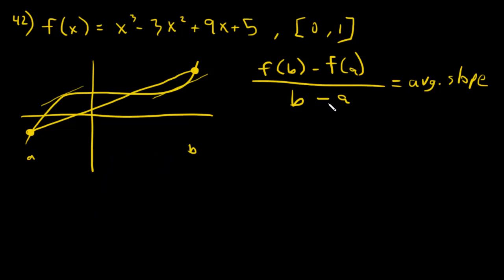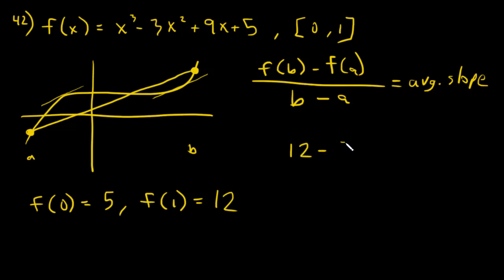Okay, so we're going to start off. Let's do some calculations. We need to get the average slope first. So let's see. F at 0 is going to give me what? 0, 0, 0 plus 5, so 5. F of 1 is going to give me what? Well, 1 minus 3 is negative 2, plus 9 is 7, plus 5 is 12. Okay, so now let's get the average slope. So f of b would be 12 minus f of a, 5, over b, 1, minus a, 0. That's going to give me 7 over 1, which is 7.